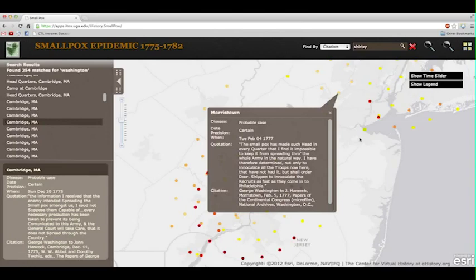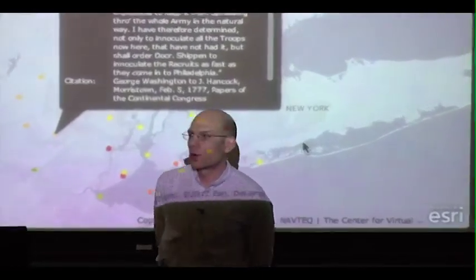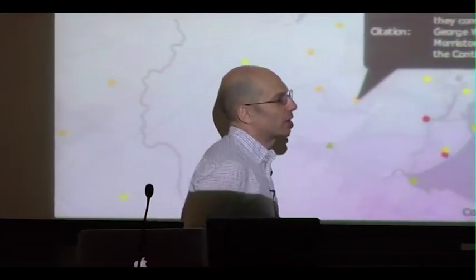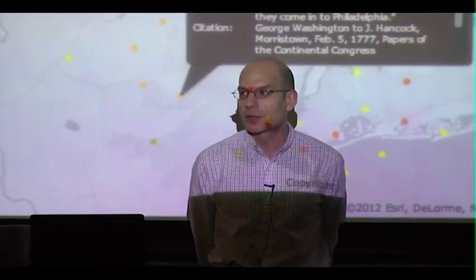He writes to Hancock, and he says, "The smallpox has made such head in every quarter that I find it impossible to keep it from spreading through the whole army in the natural way. I have therefore determined not only to inoculate all the troops now here that have not had it, but shall order Dr. Shippen to inoculate the recruits as fast as they come into Philadelphia." So tremendously important decision, and I think you could easily make the case that the entire war hinges on this one decision. If he had not done this, the chances that the virus would have swept through the army were extraordinarily high.